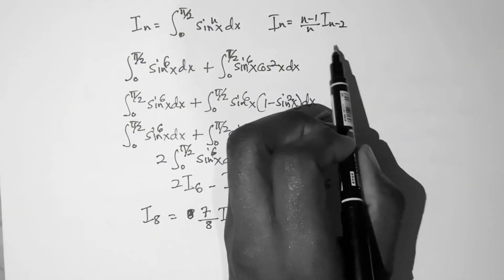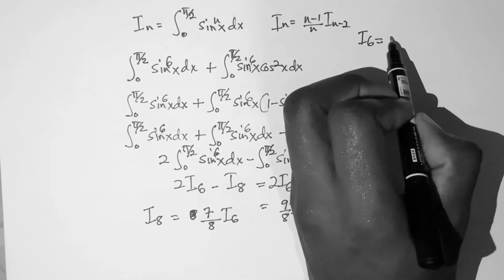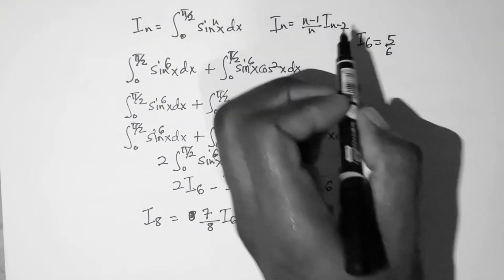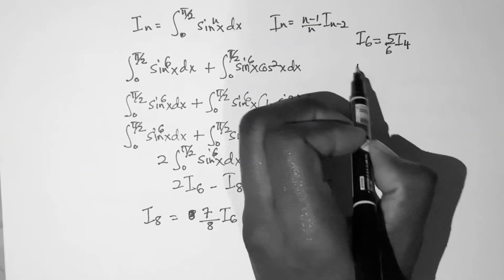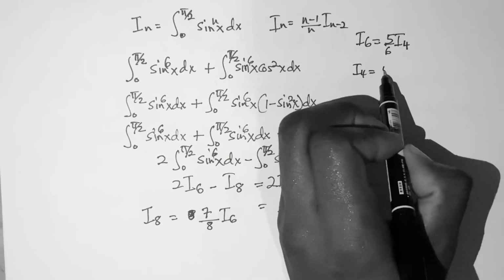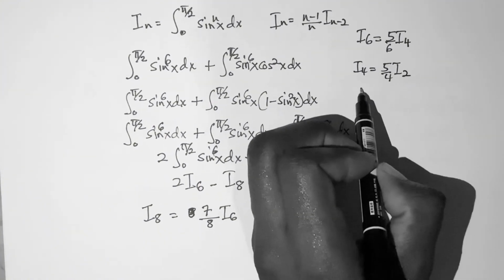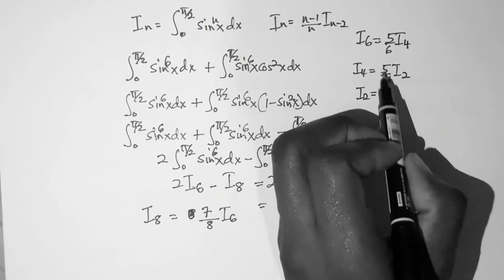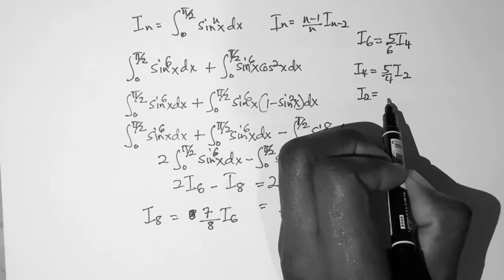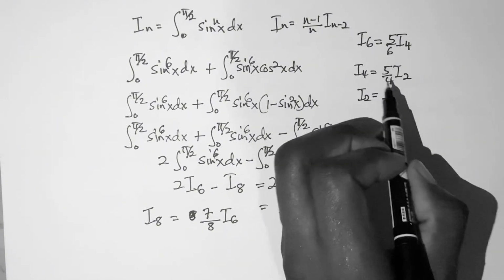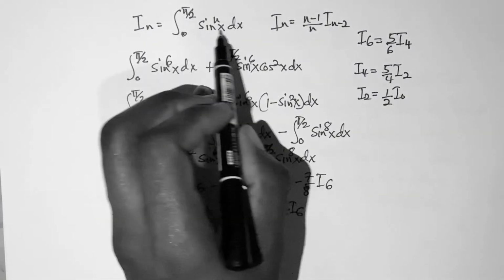So let's find I_6 from the reduction formula. I_6 is equal to 6 - 1 is 5, divided by 6, then 6 - 2 is 4, so here's I_4. And then I_4 is equal to 4 - 1 is 3, divided by 4, 4 - 2 is 2, I_2. Then I_2 is equal to 2 - 1 is 1, so 1 divided by 2, and then 2 - 2 is 0, I_0. So let's find I_0 from this I_n.